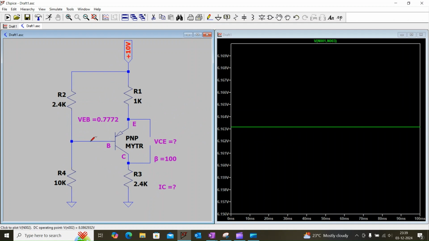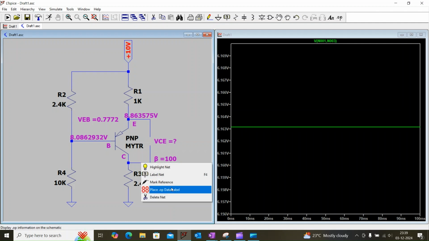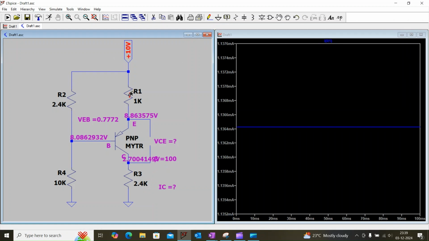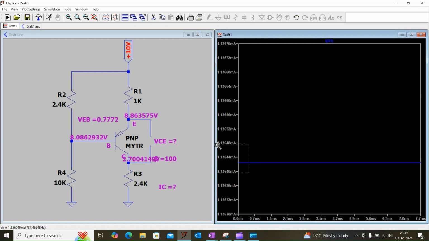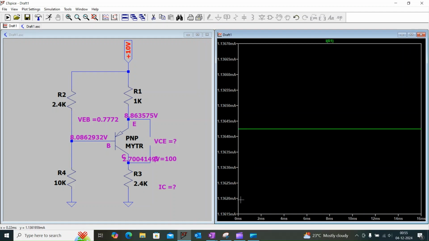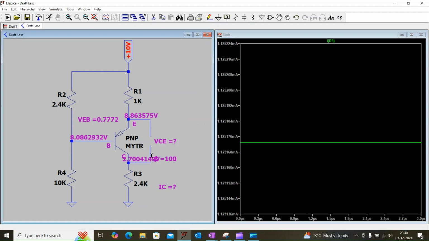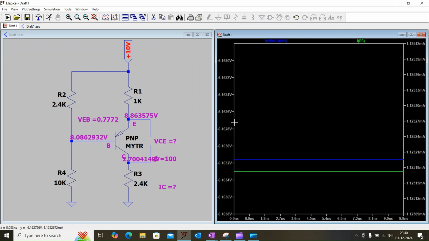As we calculated, the Thevenin's equivalent voltage across this junction will be 8.09 volt, and similarly the voltage across this node will be 8.86 volt, and similarly the voltage across VC will be 2.7 volt, and the collector current is around 1.14 milliamps. The difference, the collector to emitter voltage, will be 6.16 volt.